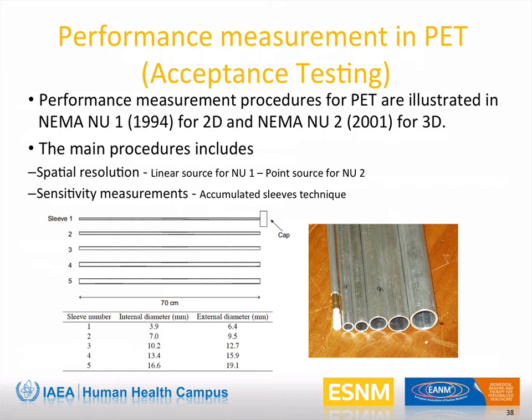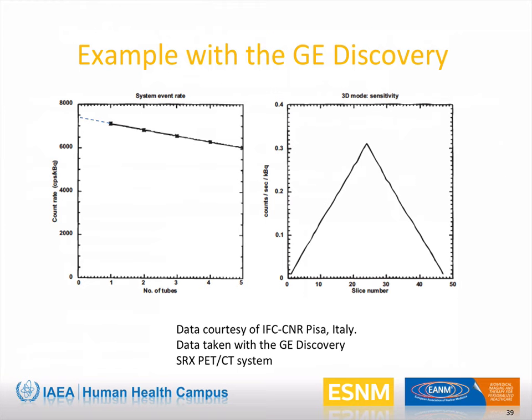The procedures for measuring the performance of a PET system are described in the NEMA NU1 and NU2 documents. The main procedures include the measurement of the spatial resolution obtained with a scan of a point source for 3D PET systems, and of the sensitivity that should be measured with the accumulated sleeve technique. I'm not entering into the details of these measurements. This slide just shows the procedure applied on a real PET system.